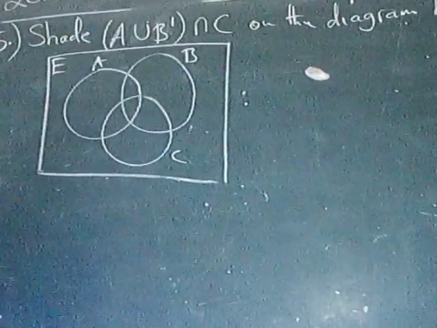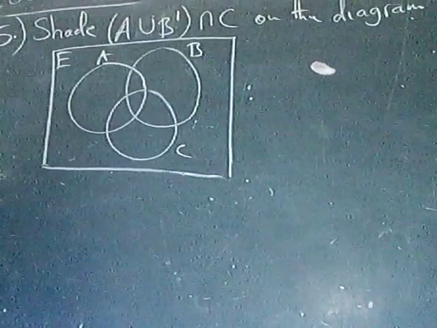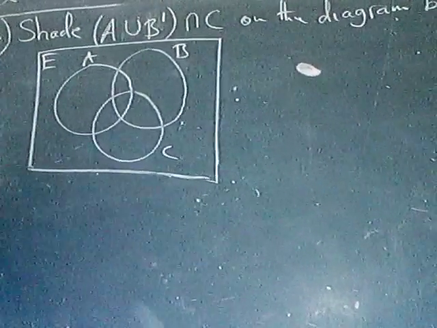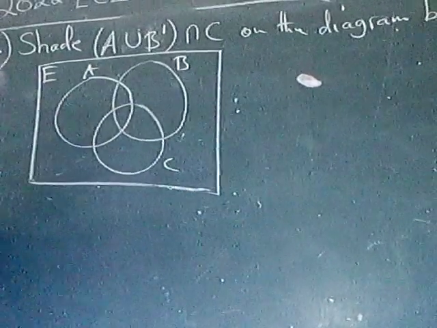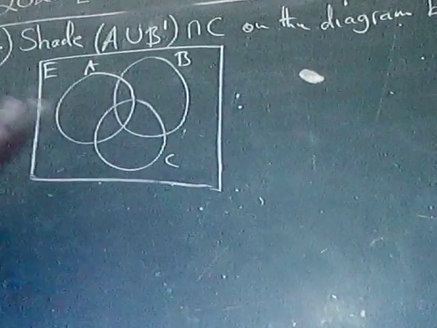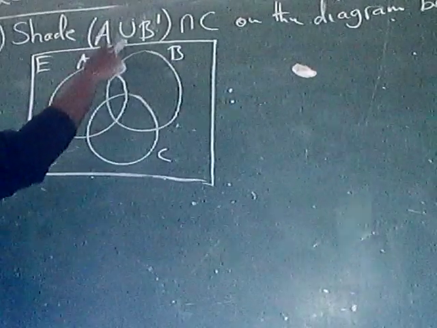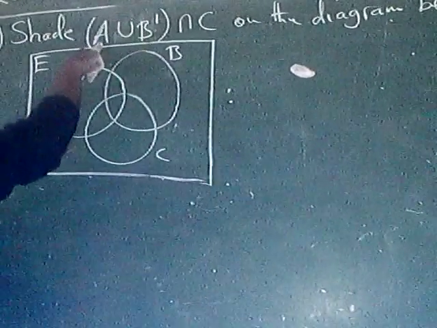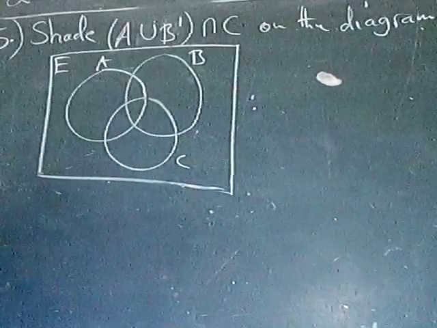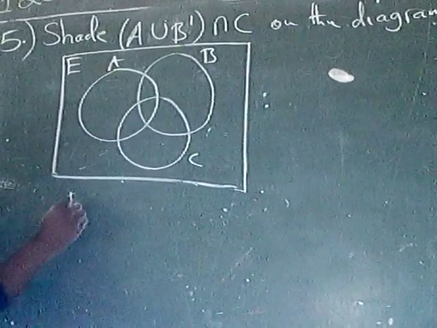So what are you supposed to do? The best thing that you can ever do is to look at what you are given. So we are given set A, set B, and set C. Now, how are they paired in the question? They are paired in such a way that A goes hand in hand with B, A union B complement. What we're supposed to do here is this. The way they are paired, we're going to go to our data.